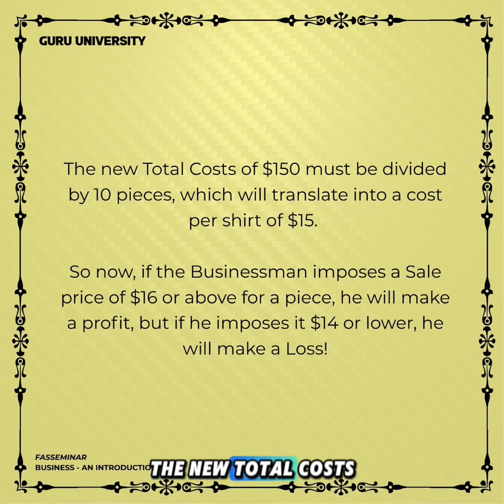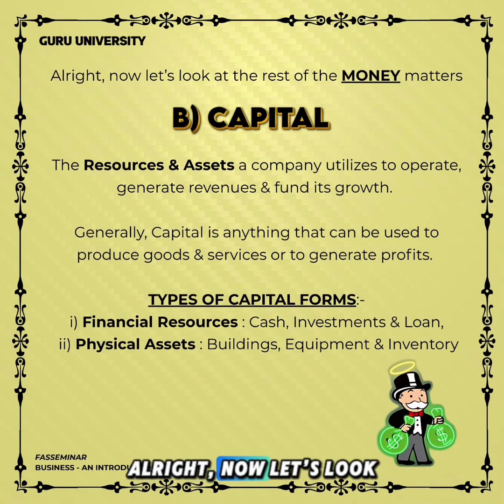The new total costs of $150 must be divided by 10 pieces, which will translate into a cost per shirt of $15. So now, if the businessman imposes a sale price of $16 or above for a piece, he will make a profit. But if he imposes $14 or lower, he will make a loss. All right, now let's look at the rest of the money matters.